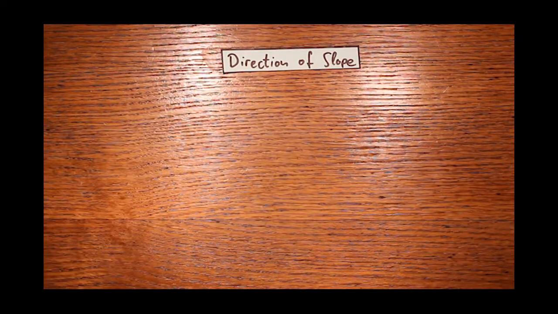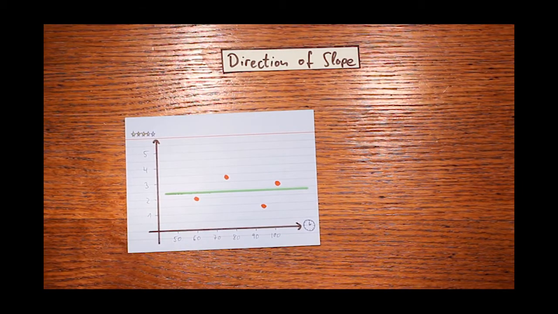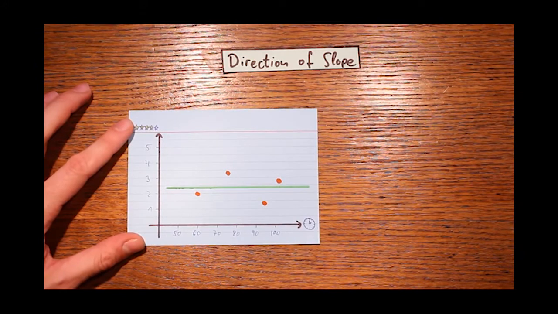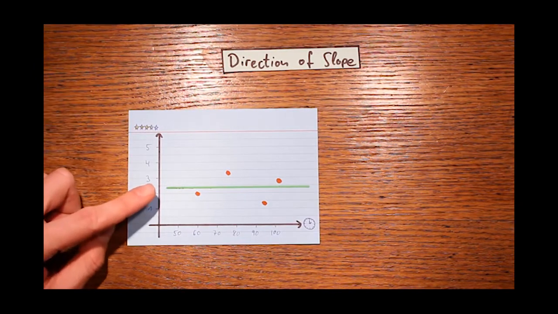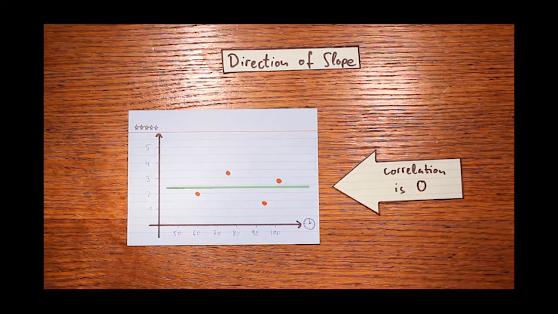And then there's a third case, and that's that the slope is perfectly straight. In this data set, you can see that there's no real difference between the longer and the shorter movies in terms of rating. And actually, if I draw in the regression line, you can see that it's perfectly straight. And in that case, the correlation coefficient is 0.